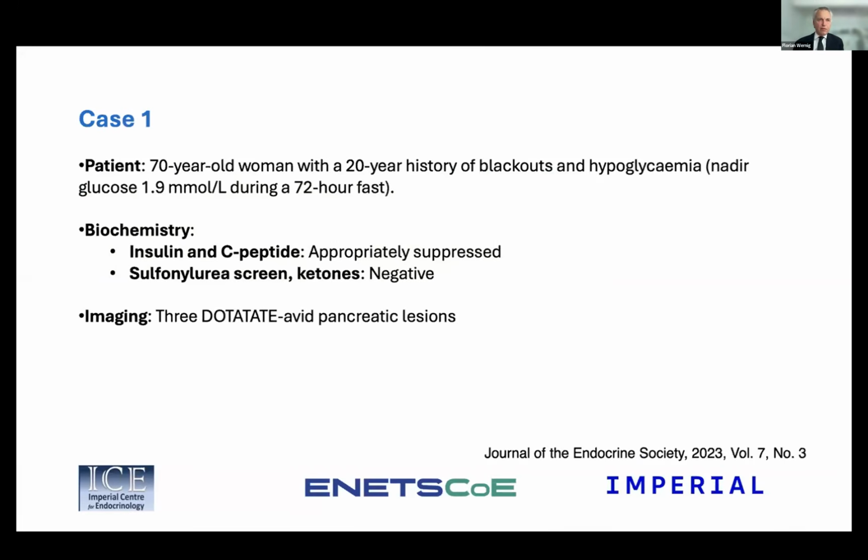Now, that leads me to our first clinical case, which is a 70-year-old woman who presented to our clinic with a 20-year history of blackouts and hypoglycemia. She was initially seen in a different institution where a 72-hour fast was carried out, and she had significant hypoglycemia, but appropriately suppressed insulin and C-peptide levels. At that time, blood ketone levels were not tested. So it was labeled as normal and not as an endogenous insulin producing source.